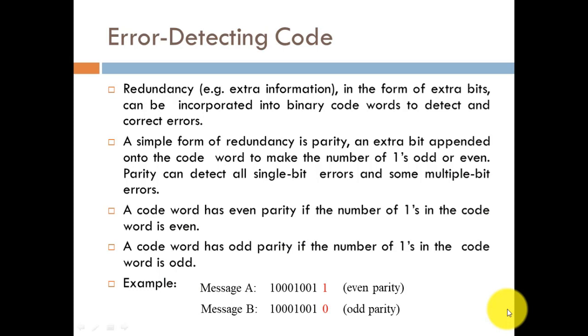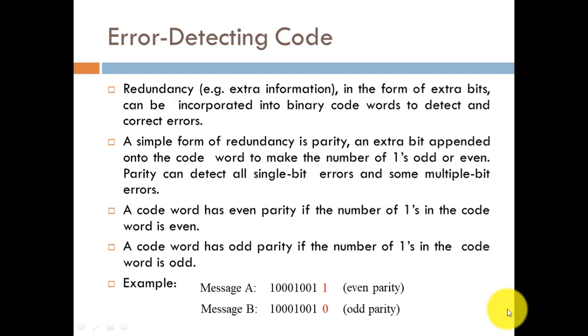Obviously, this mechanism is not good when we have errors in an even number of bits. If we have 2 or 4 bits in error, that is not going to change the parity. So a simple form of redundancy is parity, which is an extra bit appended onto the code word to make the number of ones odd or even. So parity can detect all single bit errors and some multiple bit errors.